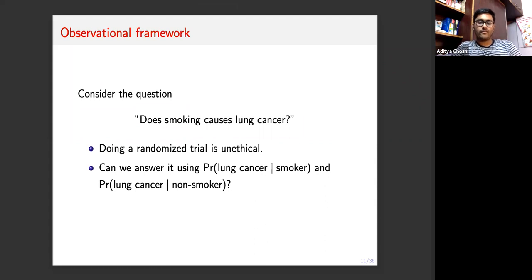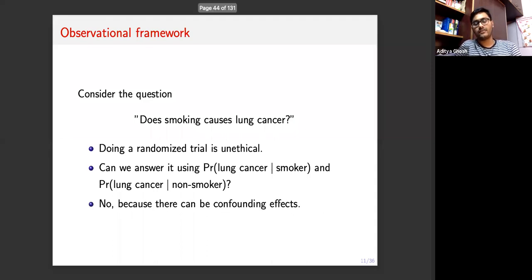For example, in the other example that I just told you, we want to find whether seatbelts have an effect on severity of accidents. It might happen that people who are driving at a higher speed tend to wear seatbelts, but people who are not going very fast do not wear seatbelts. But there can be accidents in both cases. So there can be confounding factors, and for that we cannot simply answer it using this type of quantities.